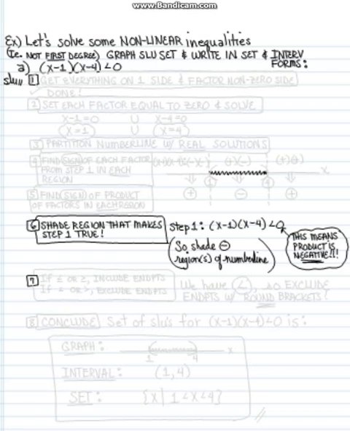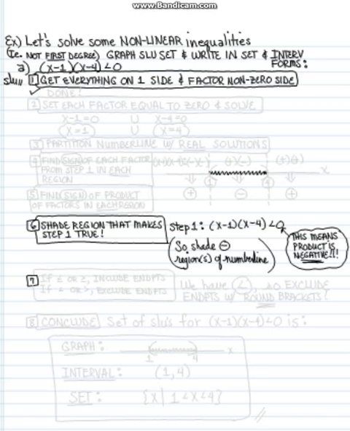Get everything on one side of the inequality sign. And we want it to be on the left, even if we have to flip it around. We want everything on the left side, and we're going to factor the non-zero side. Okay, so it's actually already done. We don't need to move everything to the other side. It's already on the left side. We don't need to factor because it's already factored. We've got 0 on the right, the factored form on the left. This step's done. Let's go to step 2.